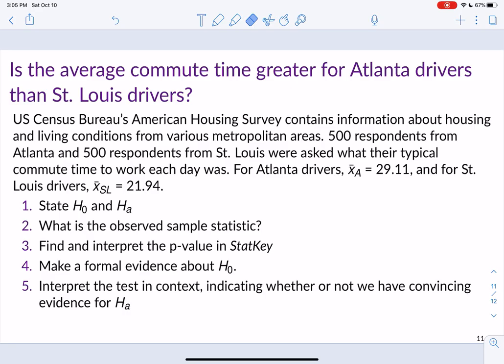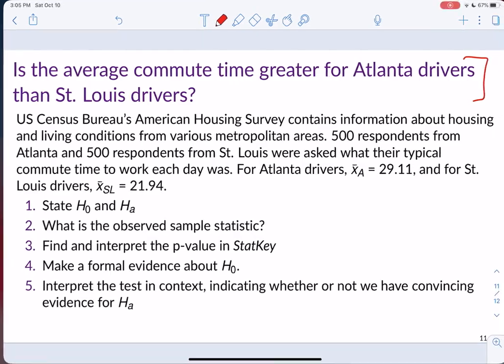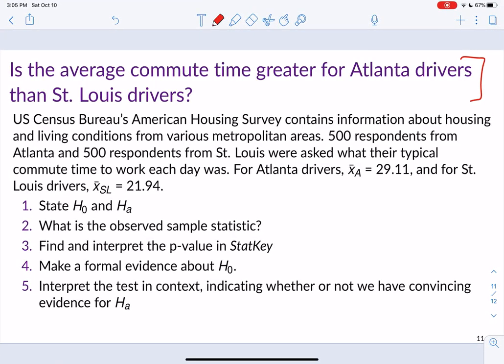So our null and our alternative are going to have to come from this question at the very beginning, which is: is the average commute time greater for Atlanta drivers than St. Louis drivers? So if you look in our passage here, we see we have two sample means. We also know we have a categorical variable, which is city, either St. Louis or Atlanta. And then we have a quantitative variable, which is time driving. When you have a categorical and a quantitative, you're dealing with a difference in means. So we know we're going to have to do this as a difference in means.